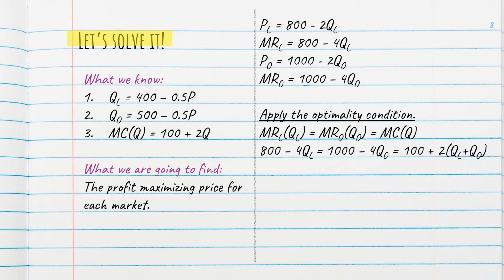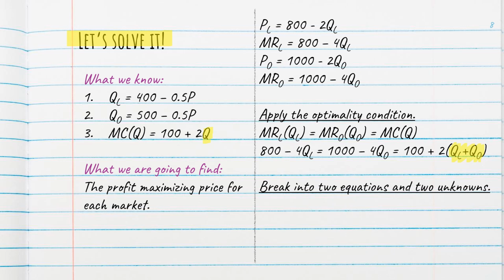Marginal cost is 100 plus 2Q, and I want you to notice that this Q is QL plus QO, so in place of that Q, I've put that sum right here. From here, it's kind of an overwhelming looking expression, but don't let it frighten you. The simplest thing to do is break this up into two equations and two unknowns.